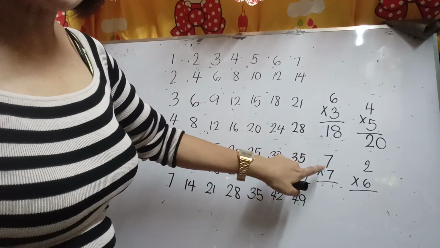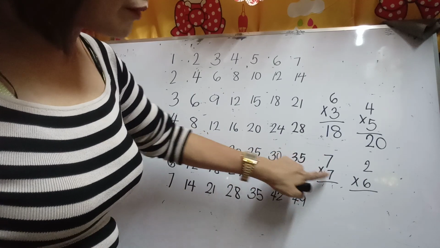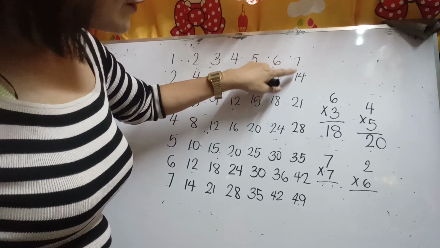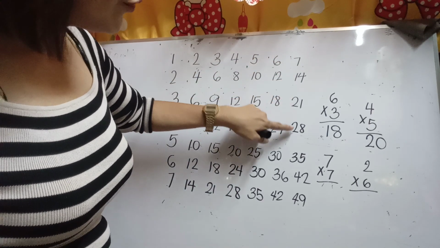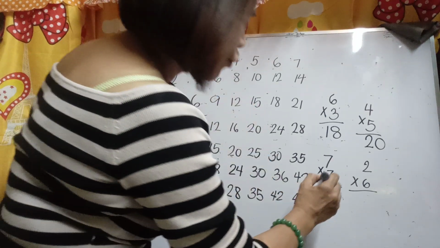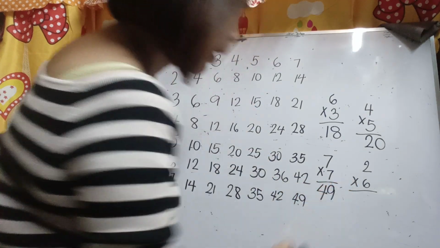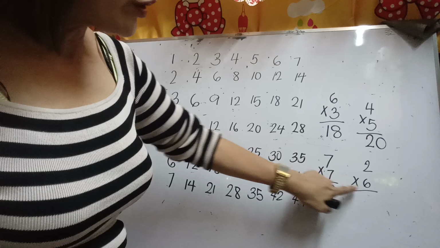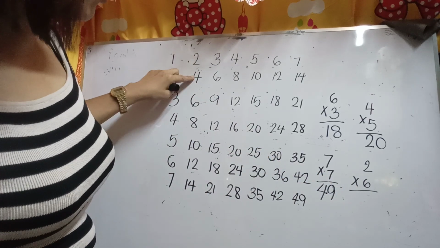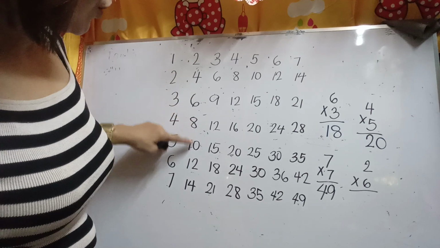And then here we have 7 times 7. So, you go to 7, and then count 7. 1, 2, 3, 4, 5, 6, 7. There you have it. 49. And then here we have 2 times 6. Then you go to 2. 1, 2, 3, 4, 5, 6.